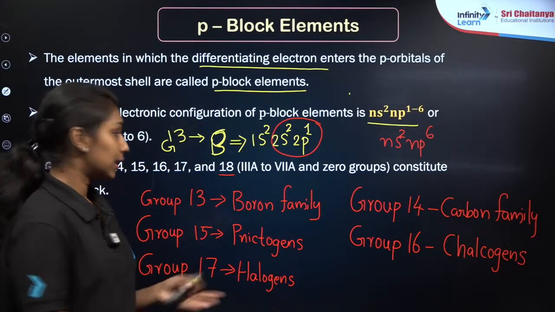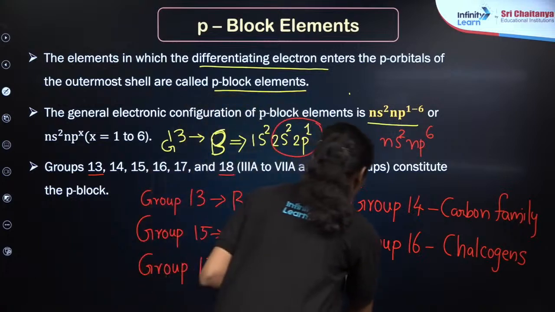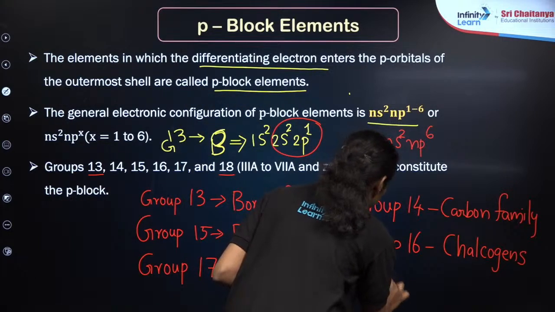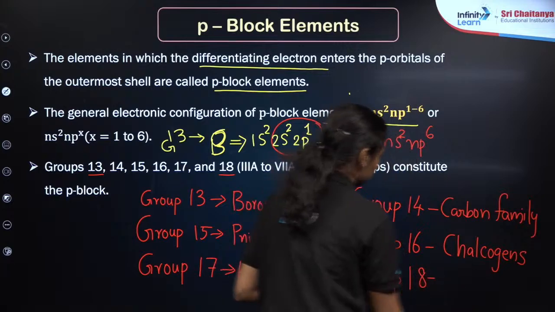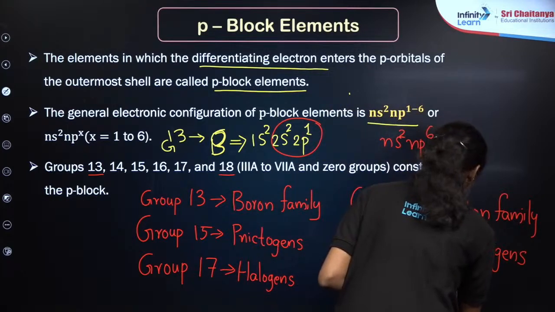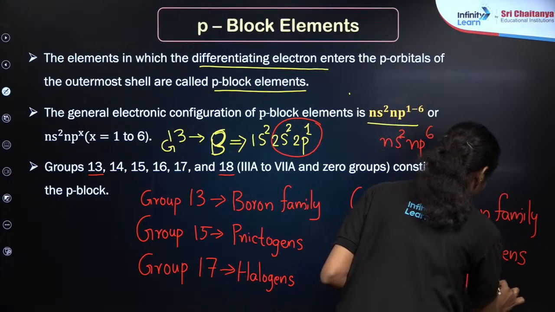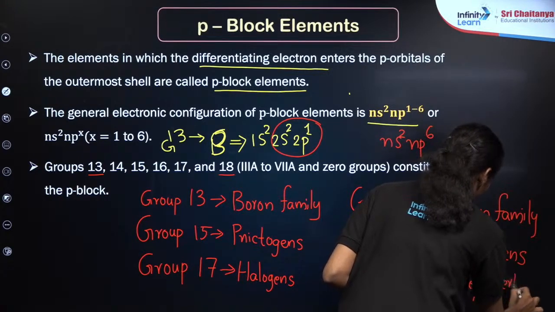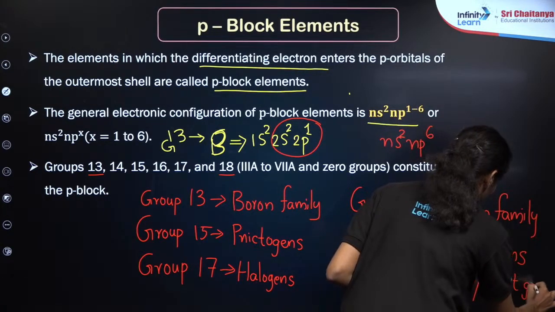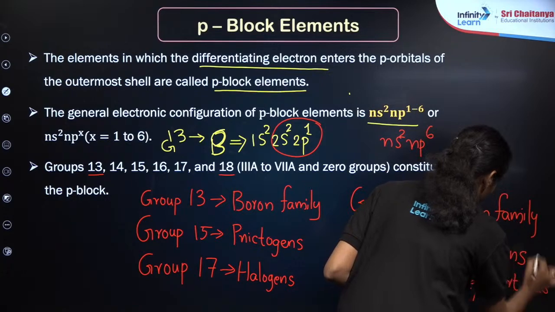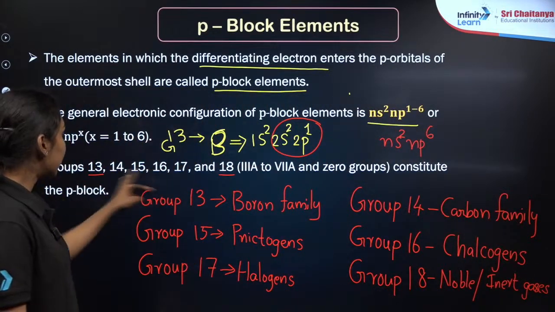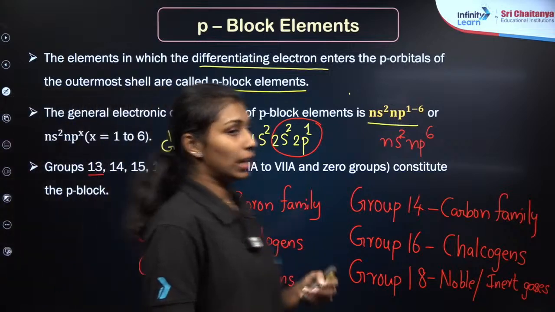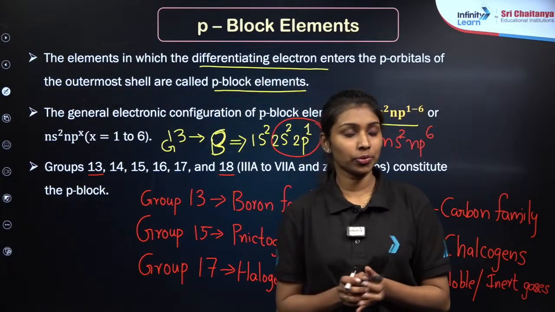Halogens. Then the last group, that is group 18. As we already know, these are the inert gases or noble gases. Noble or inert gases. These are the groups 13 to 18 in the p block elements. Is that clear?